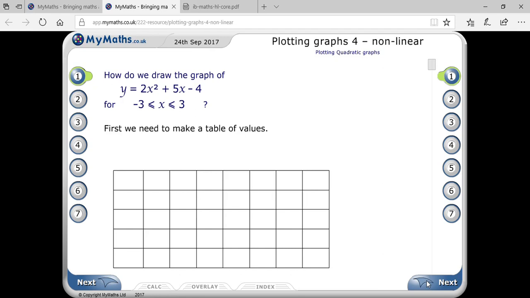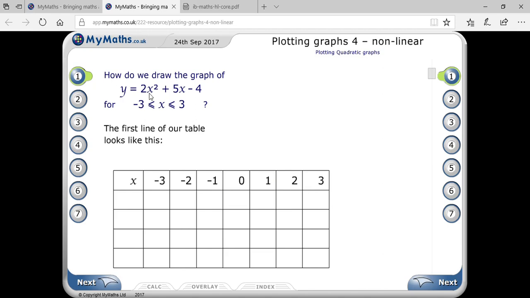First, we have to make a small table of either 4 or 5 points. We plug in 4 or 5 values of x, and regarding that we will get the value of y, and that will be our ordered pair.